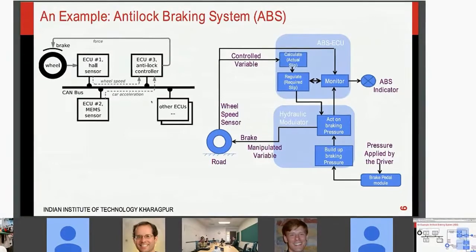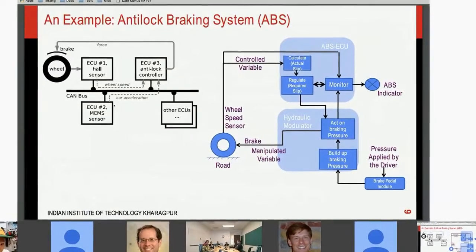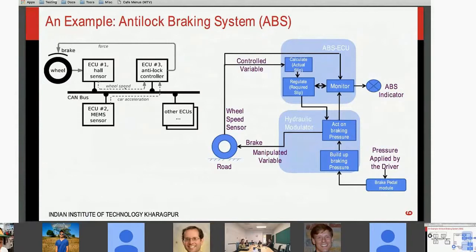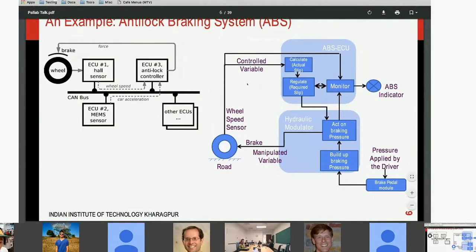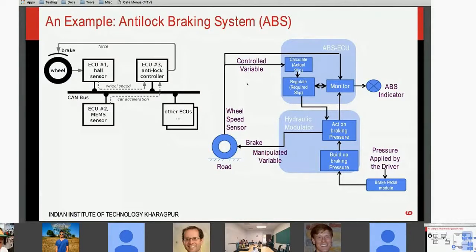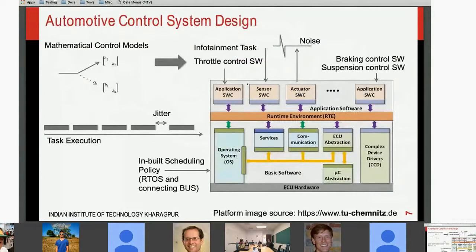To do that, it has sensors like the Hall sensor and the MEMS sensor. The Hall sensor can monitor the wheel speed. The MEMS sensor can monitor the car acceleration, and then there are two ECUs which can execute the control loops as indicated on the right side, and these tasks are scheduled on the embedded processors, and they execute and implement the braking system. So this is a typical architecture in which such a cyber physical system would be implemented: you have an operating system, typically a real-time operating system, running on the ECUs or the processors, and then you have all these sensors. And the tasks are executed periodically in this manner.